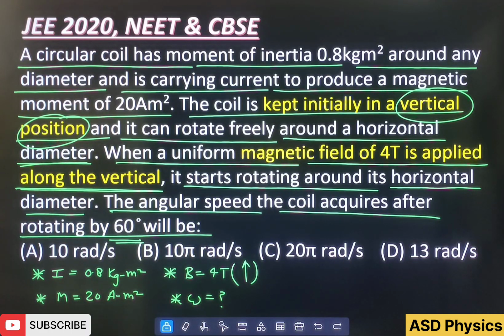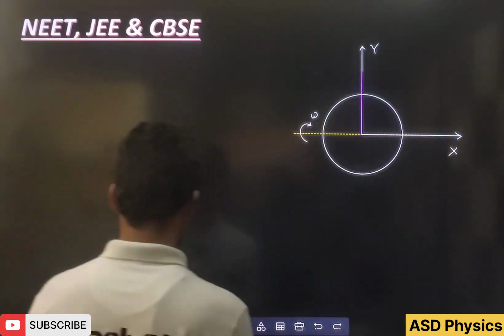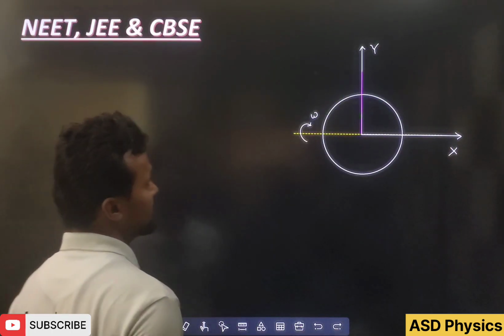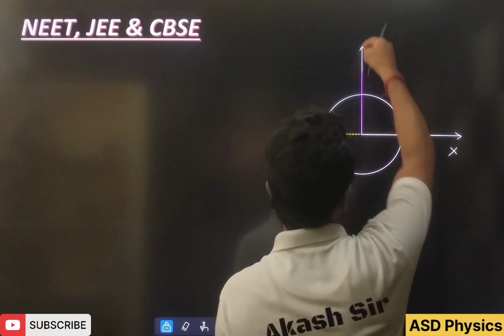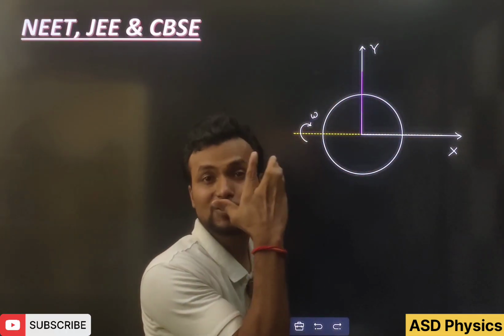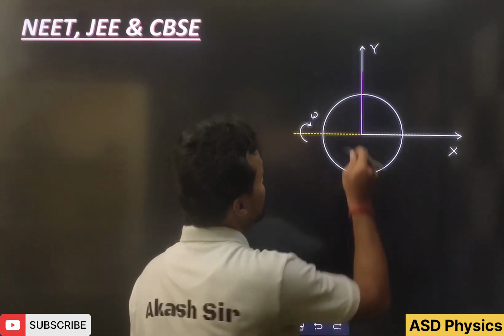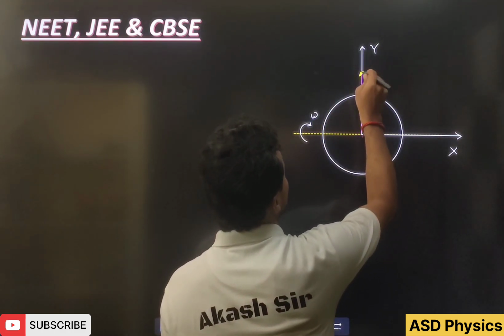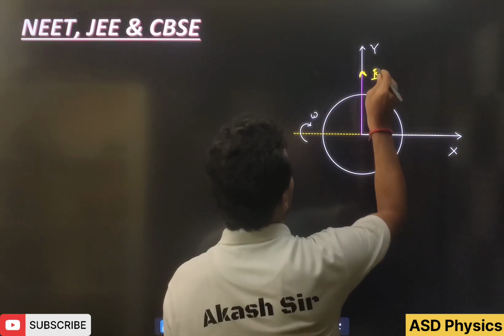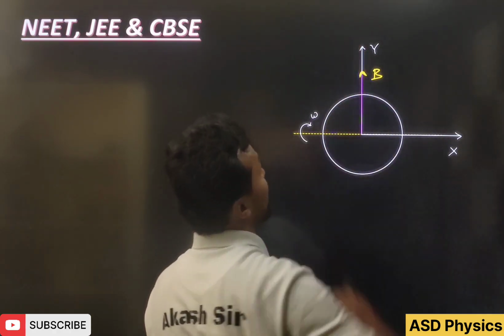Can you see very well here? Rotated by 60 degrees. So I have represented it here. This is the x-axis, this is the y-axis, and this is the coil. This coil is in which plane? Like this, a vertical plane. And you know very well the magnetic field is in which direction? This direction, no? Vertically upward direction magnetic field is given here. This is the magnetic field along the y-axis.